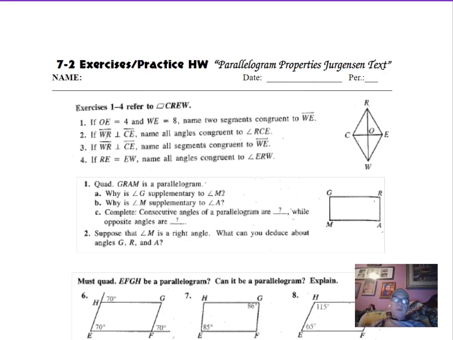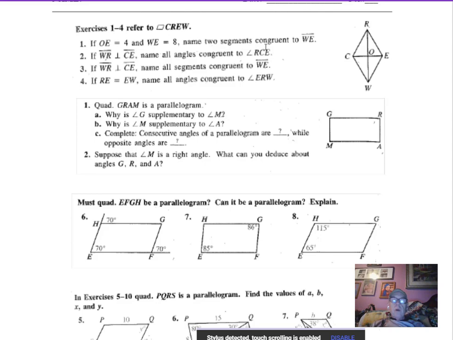Okay, this video goes with the exercises practice that come from the Jurgensen text. So let's look at these. If OE is equal to 4 and WE is equal to 8, name two segments congruent to WE. And they're telling us that this is a parallelogram, CREW. So if EW is 8, CR must be 8. So CR is going to be congruent to WE.